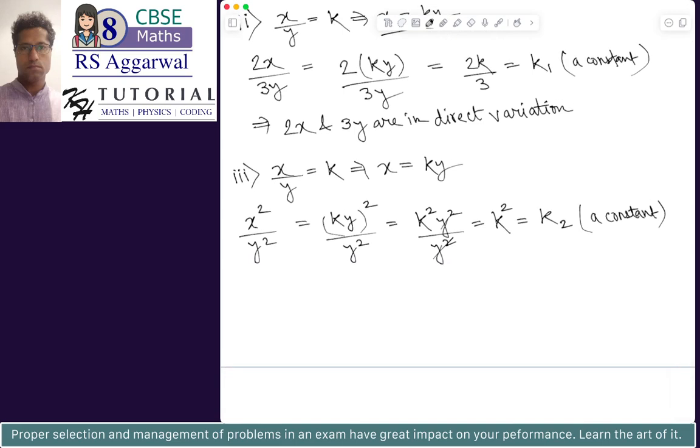So for part 3, we can also see that the two quantities x square and y square are also in direct variation, as we found that the ratio of the quantities, that is x square by y square, is coming to be a constant, which is k square. Now why is k square a constant? Because k is a constant. And what is k? K is the constant of proportionality of the two quantities x and y.